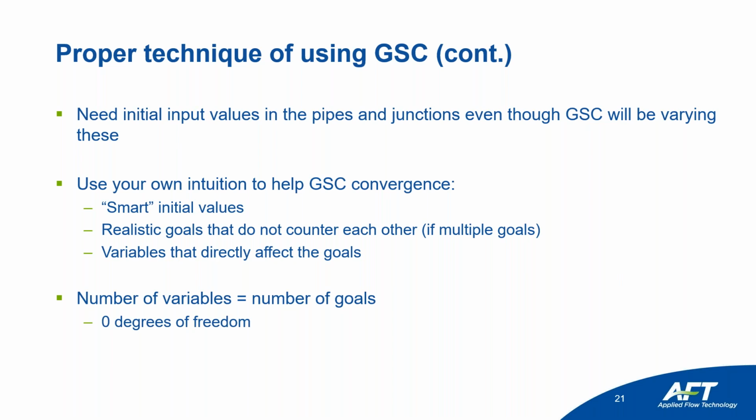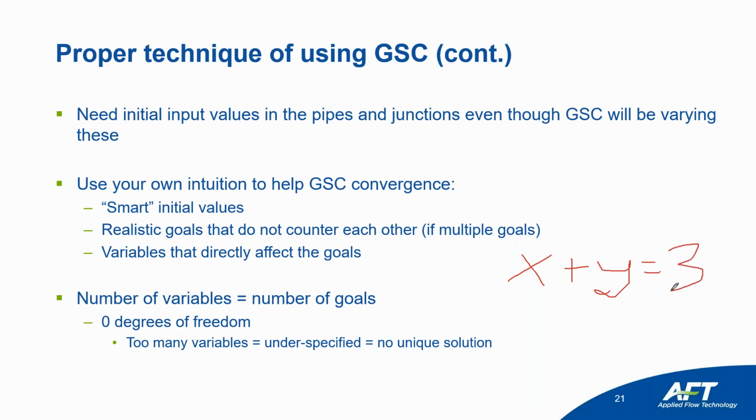If you do any sort of mass and energy balances of your system, you understand the need for 0 degrees of freedom, because too many variables means it's an under-specified system and there's no unique solution. A quick example is x + y = 3. Tell me, what is x and what is y? Well, we can't answer that because there's 1 degree of freedom. We need an extra equation to be able to solve this. So that's an example of too many variables and only one goal, no unique solution.